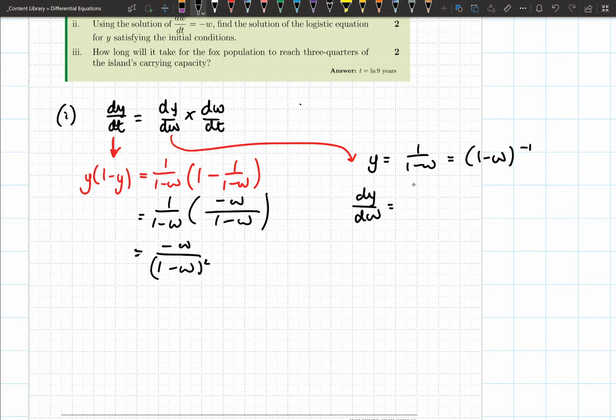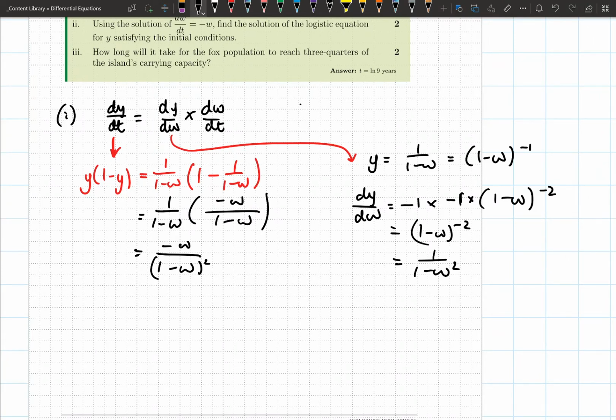So what are you doing first? You differentiate the inside. What do I get when I differentiate the inside? Negative 1. Negative 1 times... Differentiate the outside part now. Negative 1 times the whole thing to the power negative 2. So this becomes 1 minus w to the power negative 2, right? That's 1 over 1 minus w squared. Cool with that? Yep. Okay.